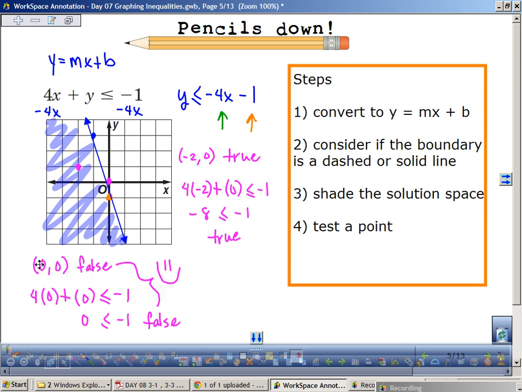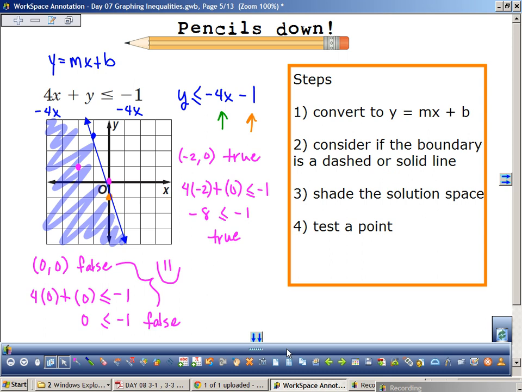I just make sure I make a note. I always tell myself it's going to be false. Then when it becomes false, I say, okay, it's good. Or I'll tell myself, if the shading was on this side, I would tell myself it's going to be true because 0, 0 is part of the solution.